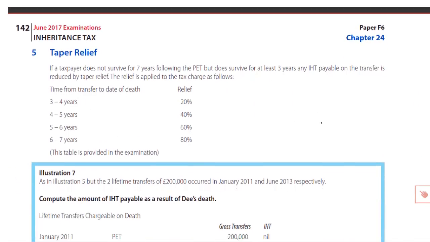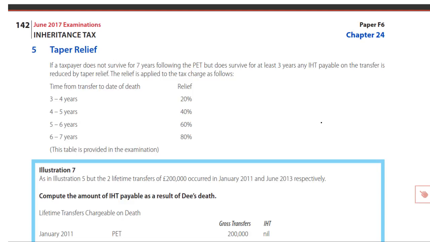We mentioned a moment ago taper relief, relevant when a PET becomes chargeable because we had died within 7 years of the date of the transfer. Although that happened, we did survive for at least 3 years from the date of the transfer. And that gives rise to a reduction in the tax charge. It works on a sliding scale, moving in 20 percentage points, such that if we only manage to survive between 3 to 4 years from the date of the transfer to the date of death, the tax charge, if there is one, is reduced by 20% taper relief.